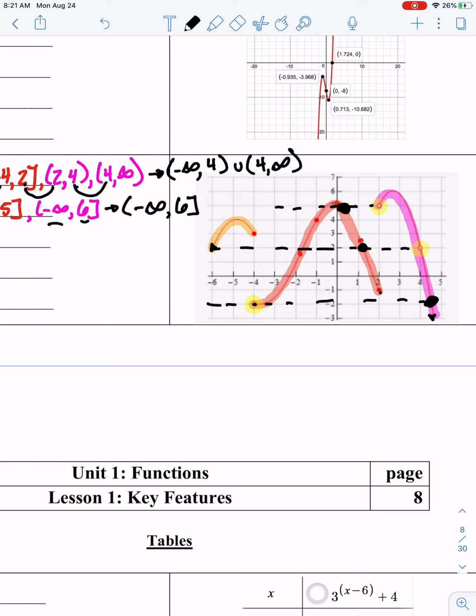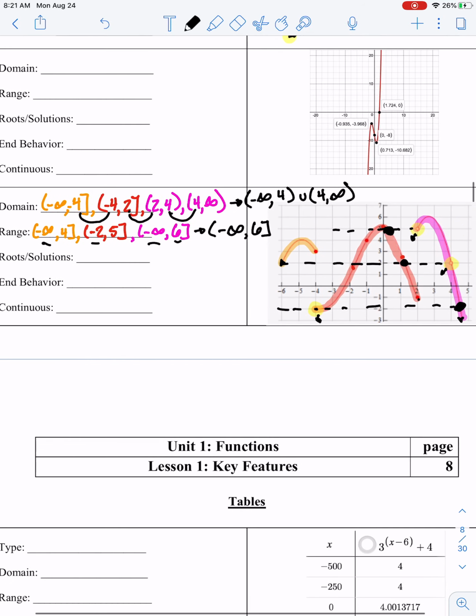So essentially, this doesn't matter anymore. This doesn't matter anymore. This one down here doesn't matter anymore. It's overridden because there's a y value that is contained in the range. So the range of this function is negative infinity to 6.